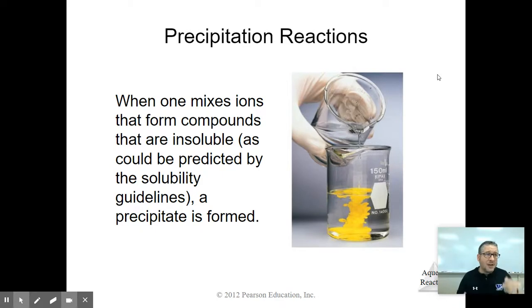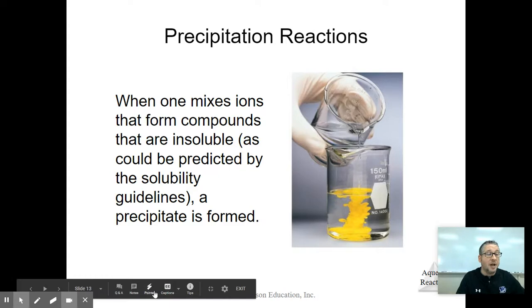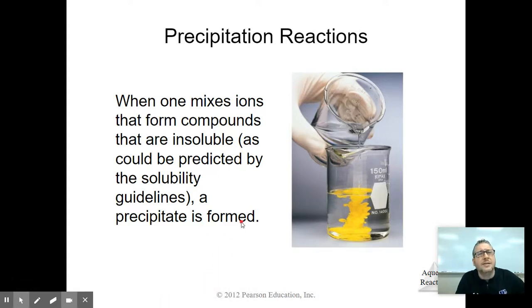So precipitation reactions happen when one mixes ions that form compounds that are insoluble, as could be predicted by what are called solubility guidelines. We're going to talk about solubility guidelines in just a moment. You're lucky this year because in years past I've made students memorize these. Obviously this year I'm not going to make you do that. So lucky you, lucky day.